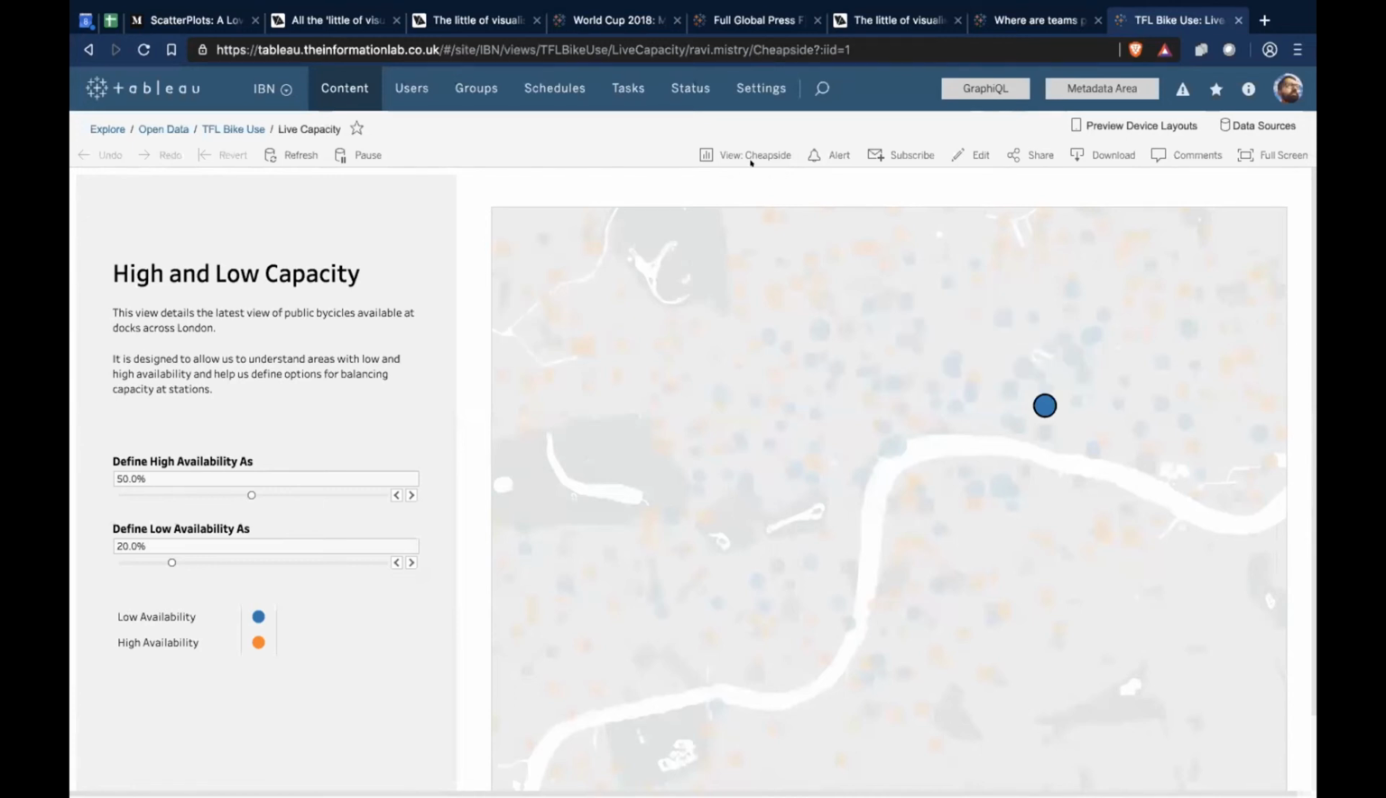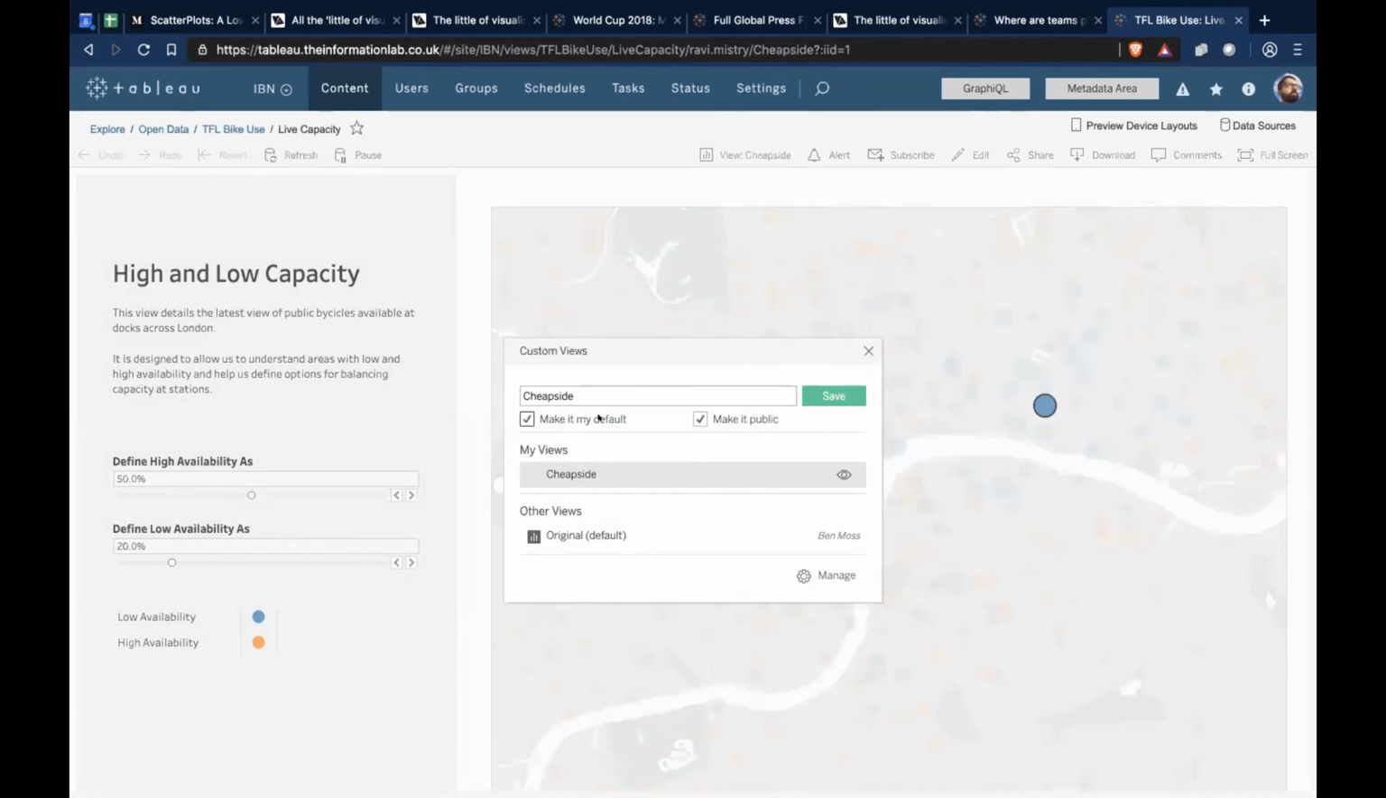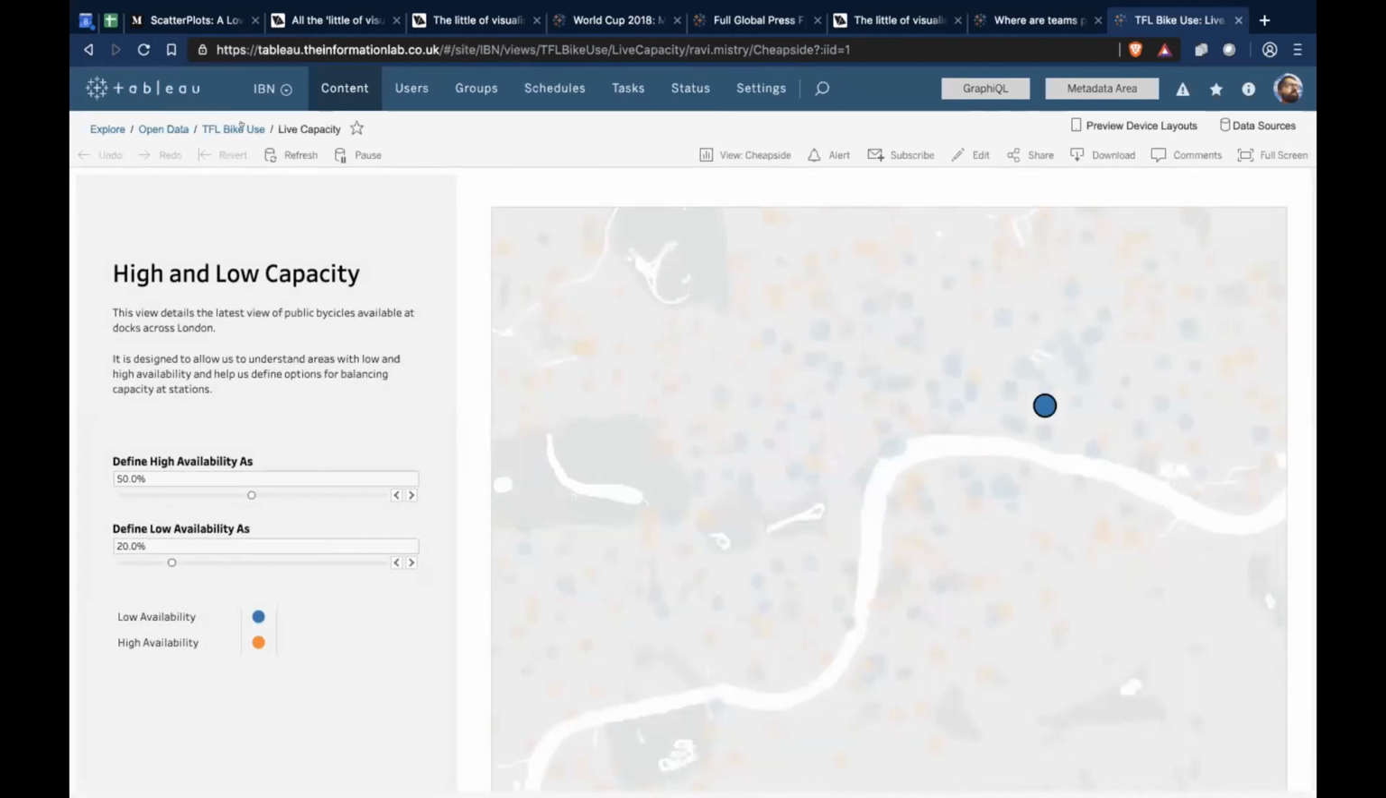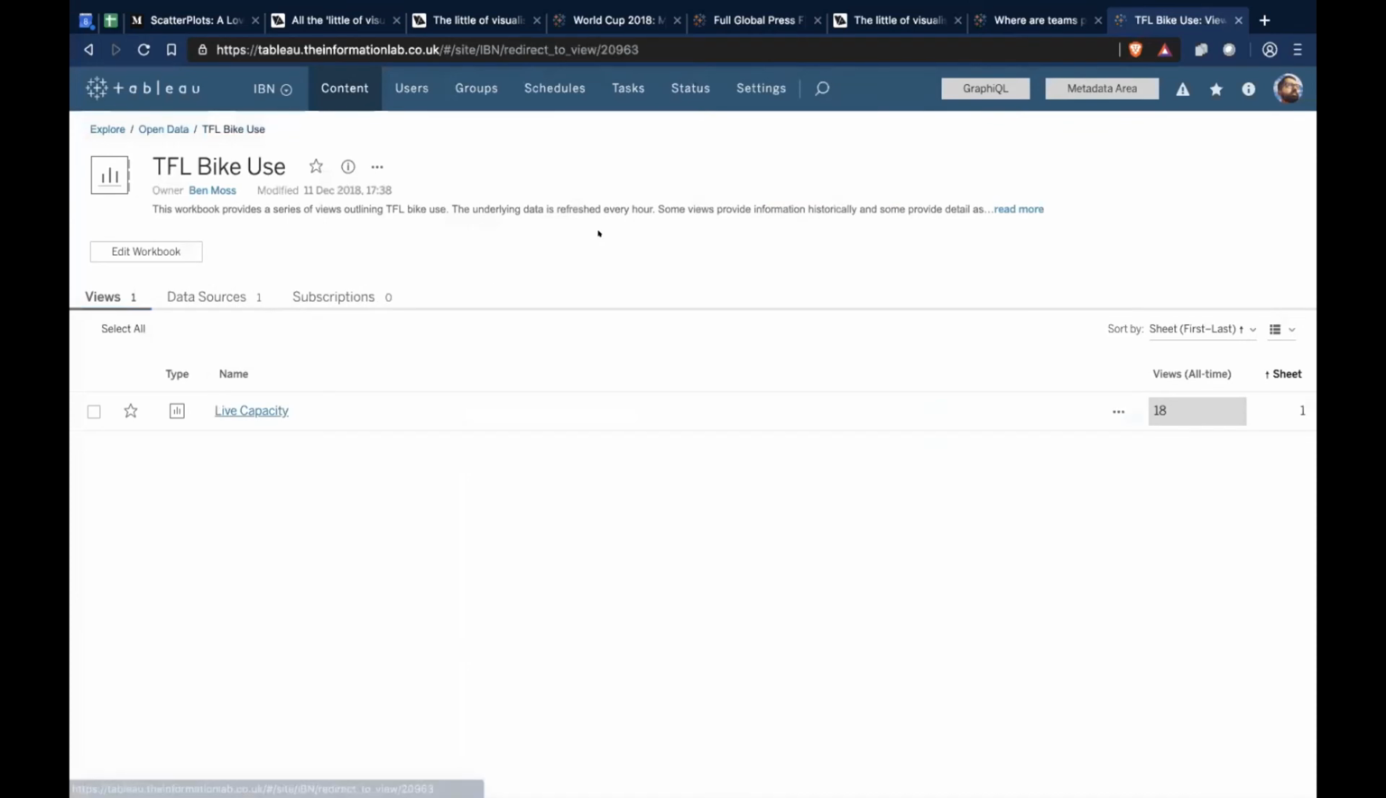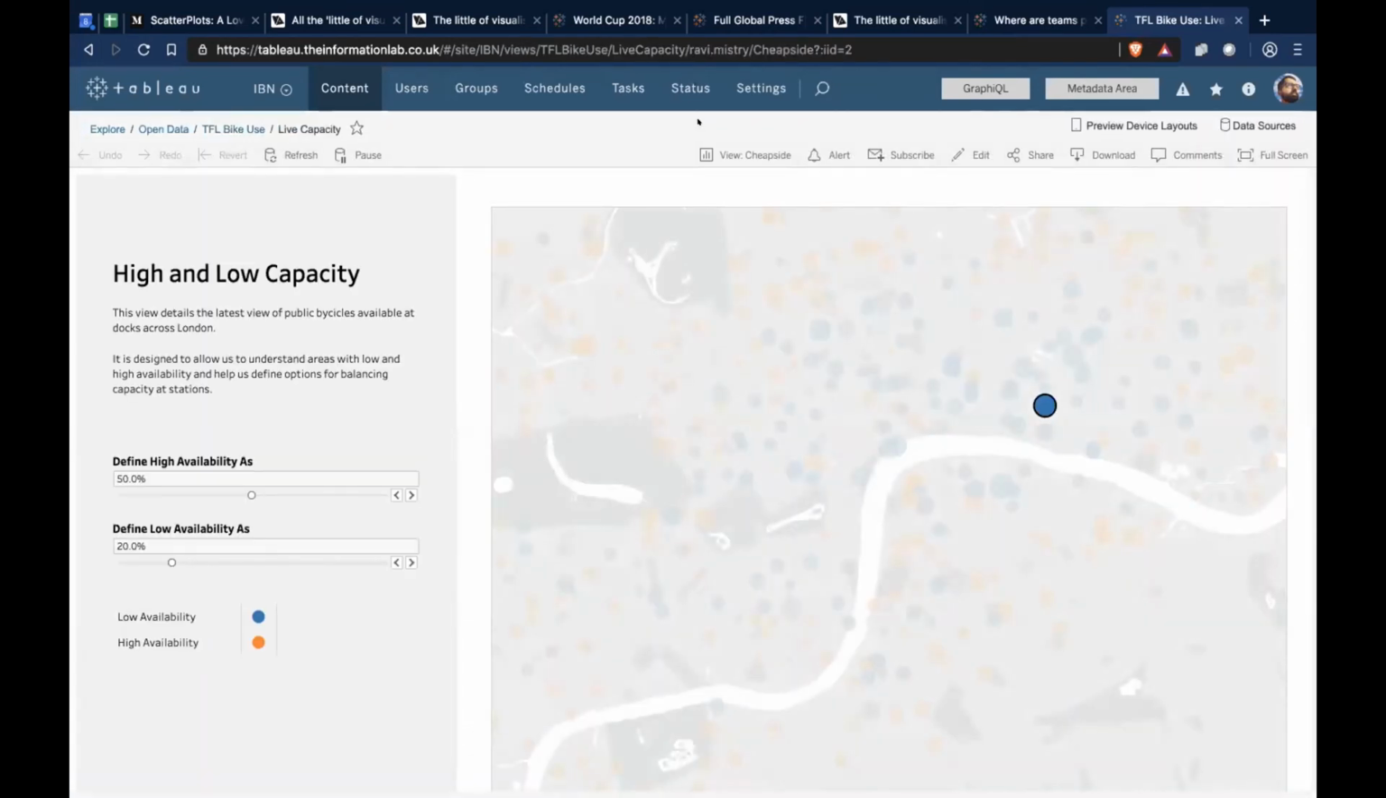Now, what's great about this is because you can make it public, but also I can make this my default. So now if I go back to this breadcrumb, go back into the view, I'm going to be immediately greeted by this one thing that I care about. And this works for every single dashboard where you've got filters, parameters, highlight action. You can help your users be nudged in the right direction.